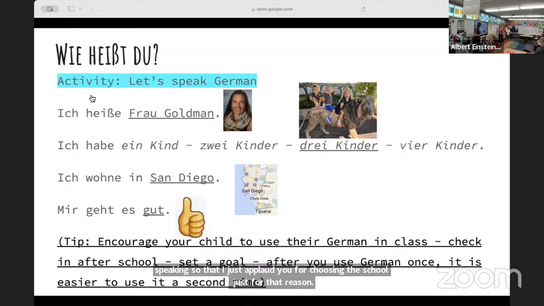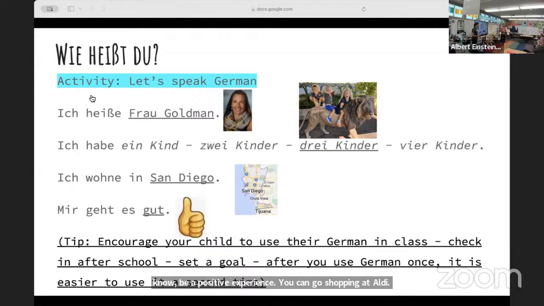And this is where we're going to go next. The kids need a positive mindset for the German. It is hard. It is boring. It is a lot. So we need to make them feel good about it. And there's different ways that we here in San Diego can make the German be a positive experience. You can go shopping at Aldi. You can participate in the Lantern Festival, all those cultural activities that are happening in the House of Germany.